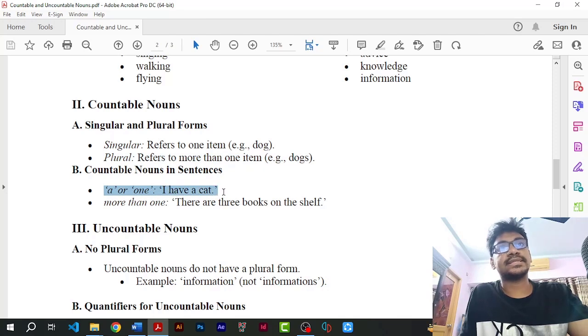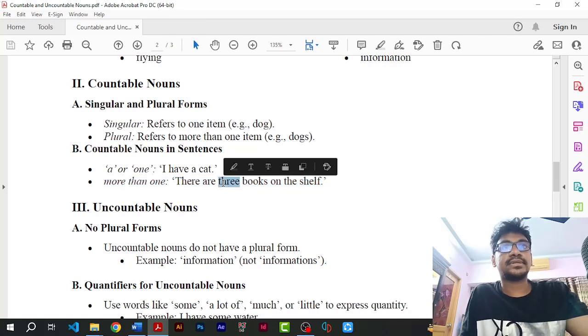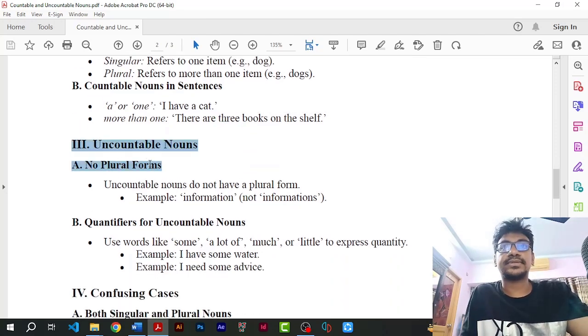Countable nouns in sentences. For example, I have a cat, so we have to use a or one, or sometimes an, like if it's an apple, I have an apple. More than one, if it is more than one, then it's a plural word. There are 3 books, or like there are 2 books, 3 books, there is 1 book. But can we say there is 1 advice, there are 2 advices? We should not say that. Okay, let's go to uncountable nouns.